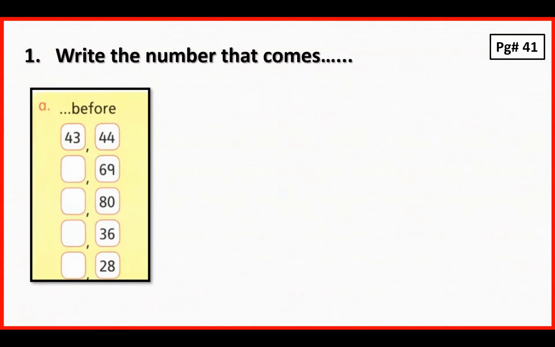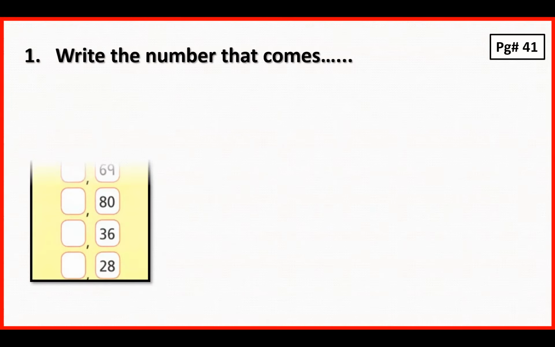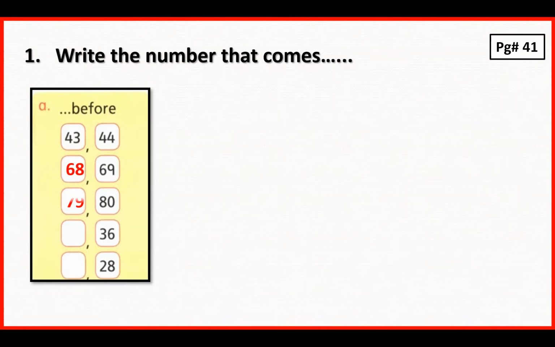So students, are you ready? Let's get started. First of all, I'm going to do page number 41. Question number 1. Write the numbers that come before, after and between the numbers. First we deal with the numbers that come before the number. One has been done for you.